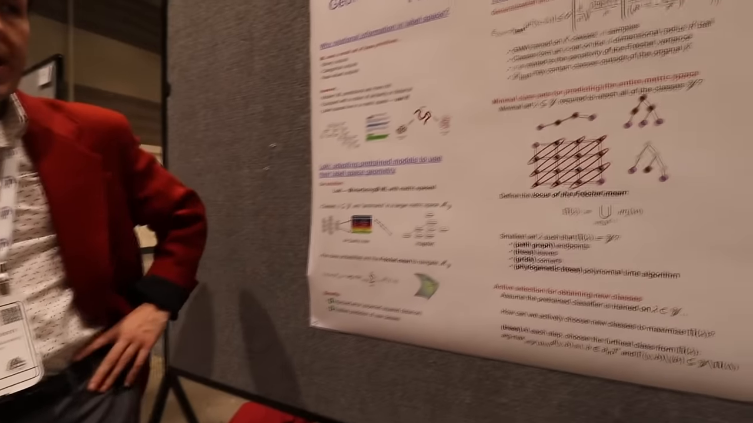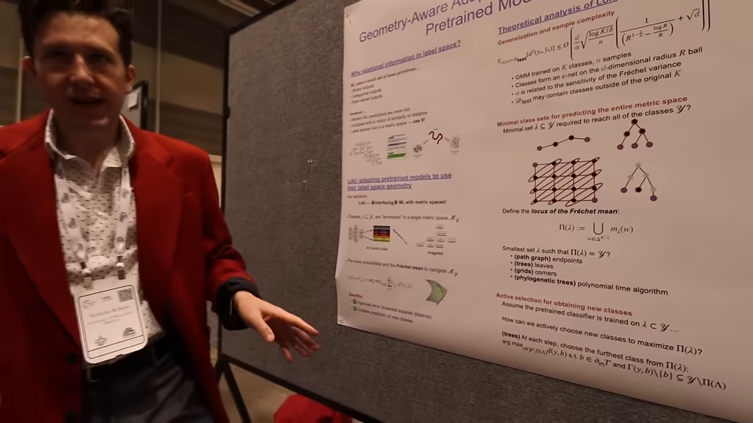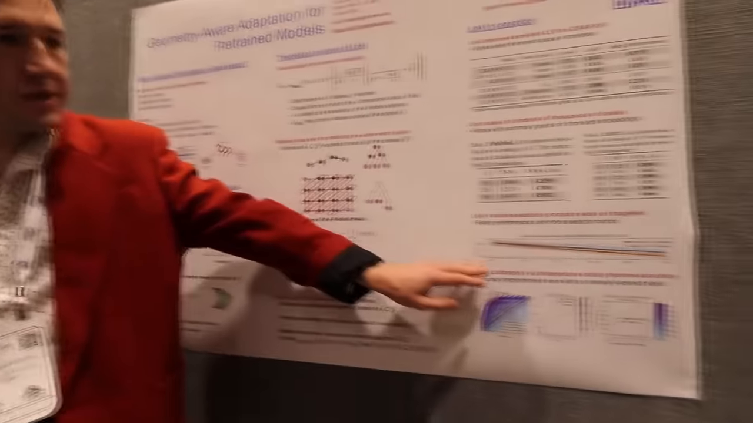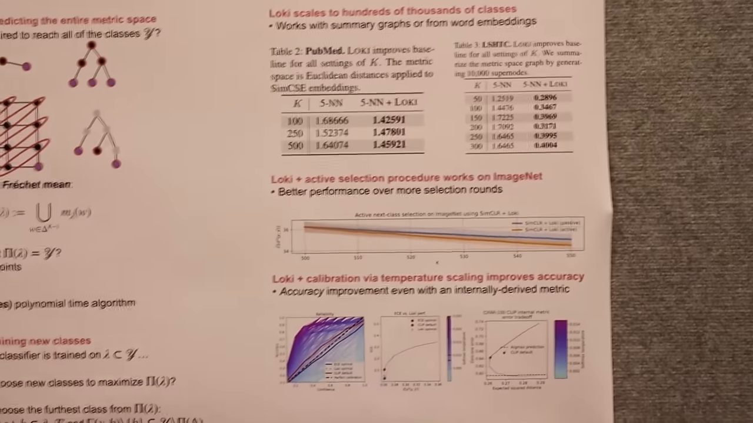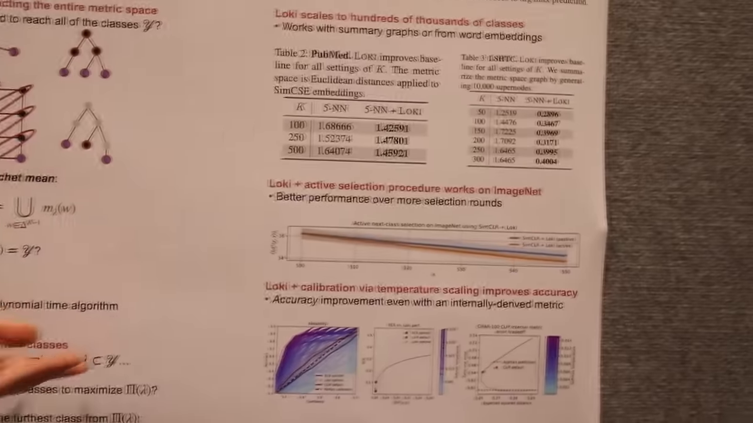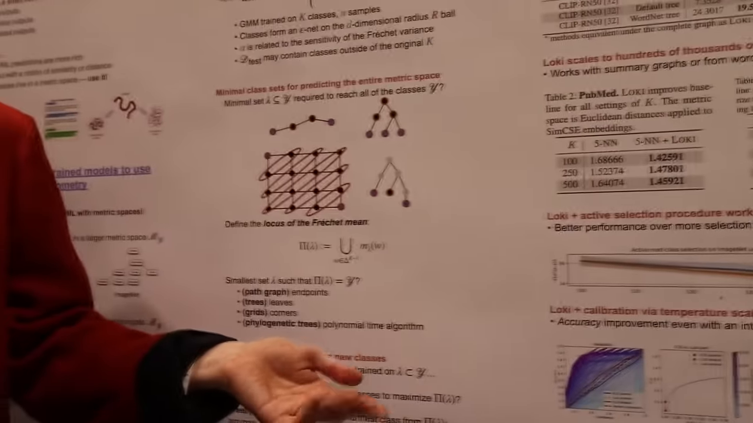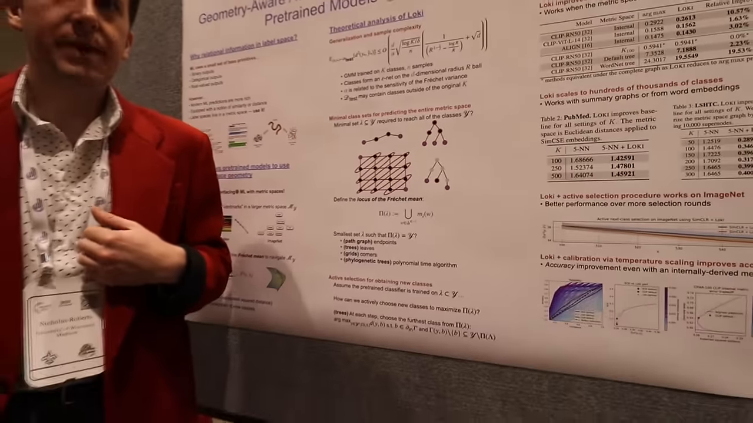Both potentially. So we have experiments where we just use all of the classes. And then here we also have experiments in which we randomly select a subset of the ImageNet classes. And we're then able to improve upon just predicting the argmax.